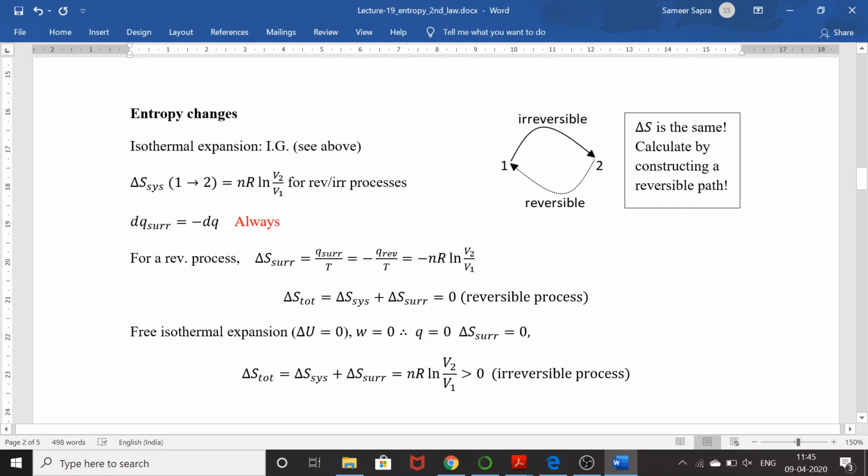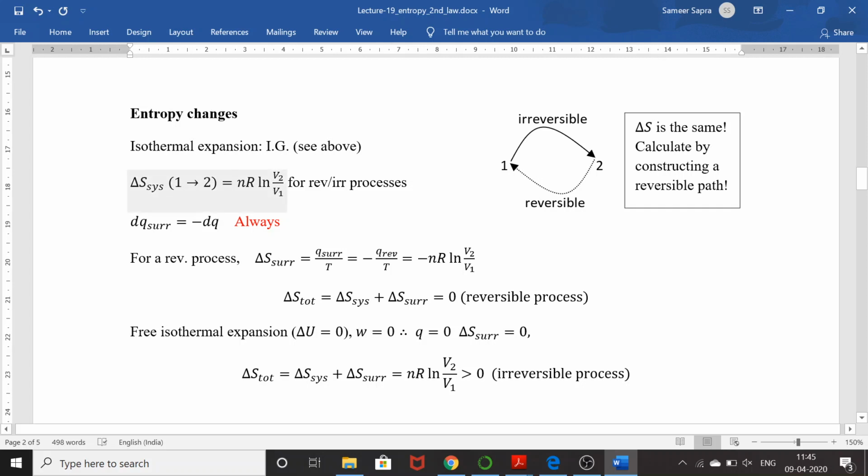If I have an irreversible process, all I need to do is think of a reversible process. And usually what you would do is, if I'm going from 1 to 2, go back from 2 to 1 in a reversible manner, calculate the entropy change, and once you've calculated, take the negative of that.